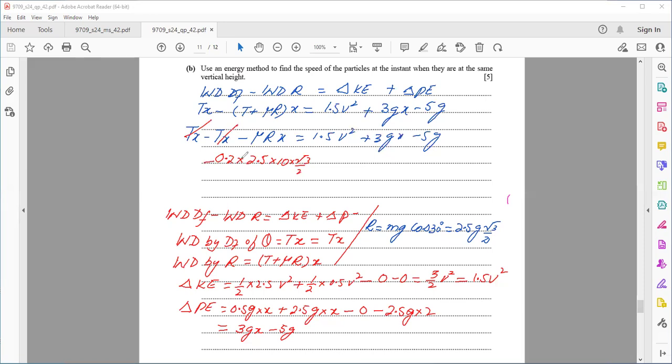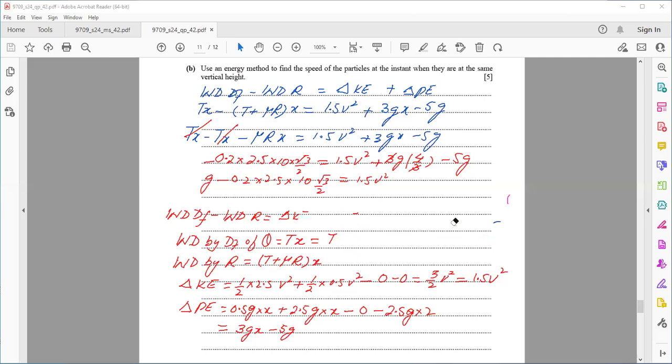Mu times R, that's a negative sign, is equal to 1.5 v square plus 3g. The value of x is 4 by 3. I already have this one, that is 5g. This 3 is cancelled by this one. Plus 4g and minus 5g becomes minus g, and minus g becomes plus g. You have 0.2 multiplied by 2.5 multiplied by 10 root 3 by 2 is equal to 1.5 v square.